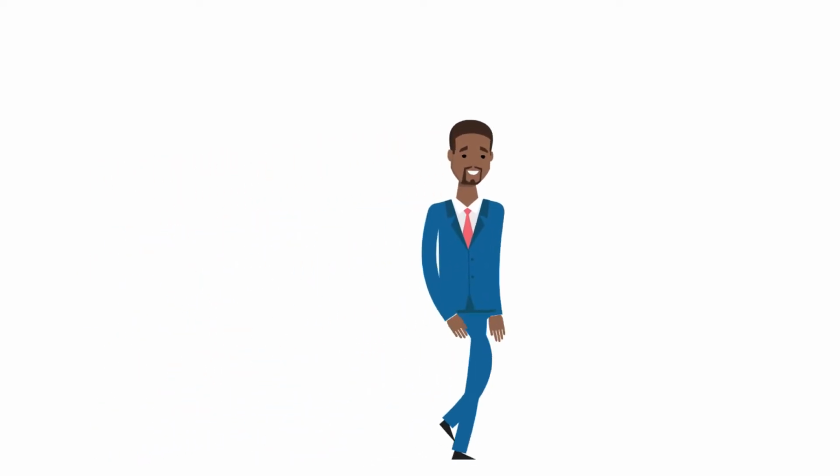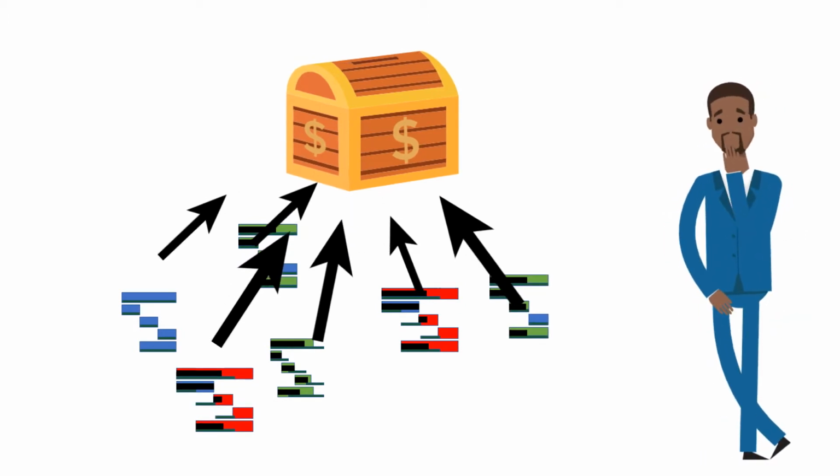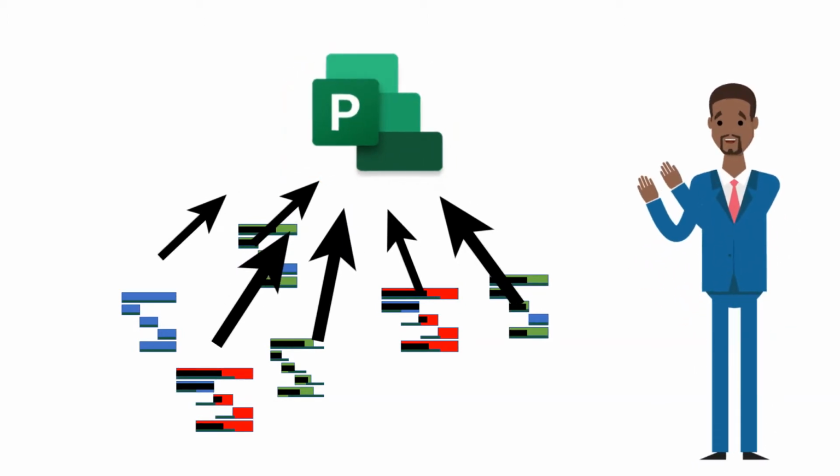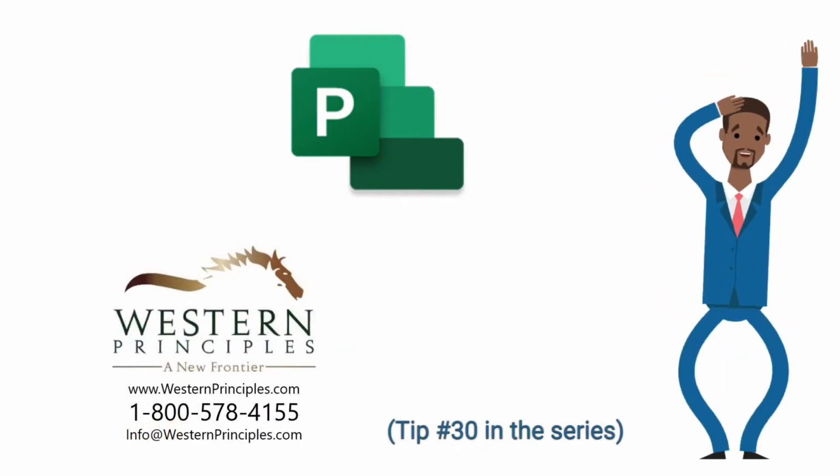Busy executives aren't worried about the details of projects and progress of individual tasks. They're focused on the outcome of programs and portfolios, which roll up from projects to drive business results. Microsoft Project Online gives you automatic roll-ups. Western Principles can get you started.